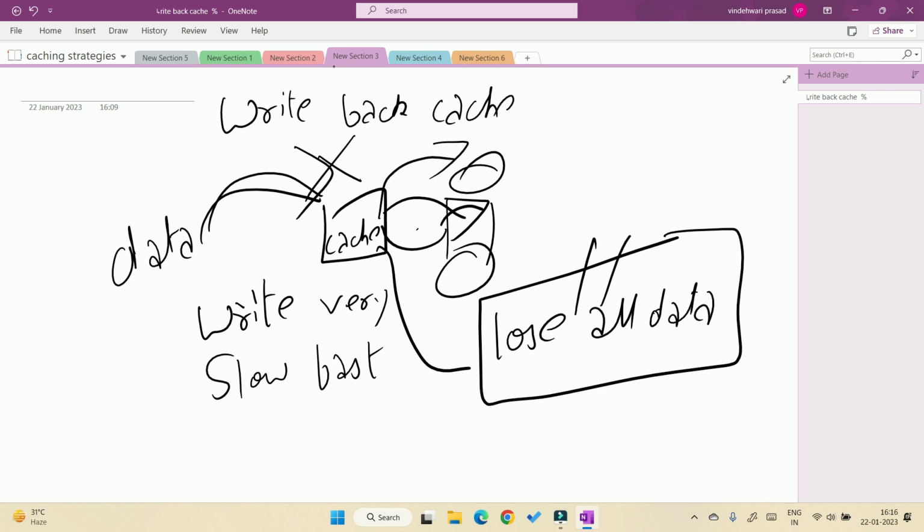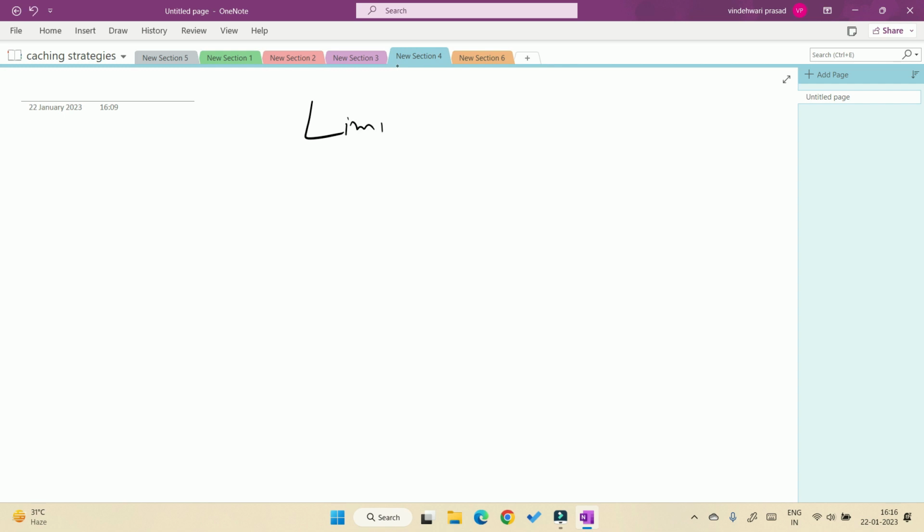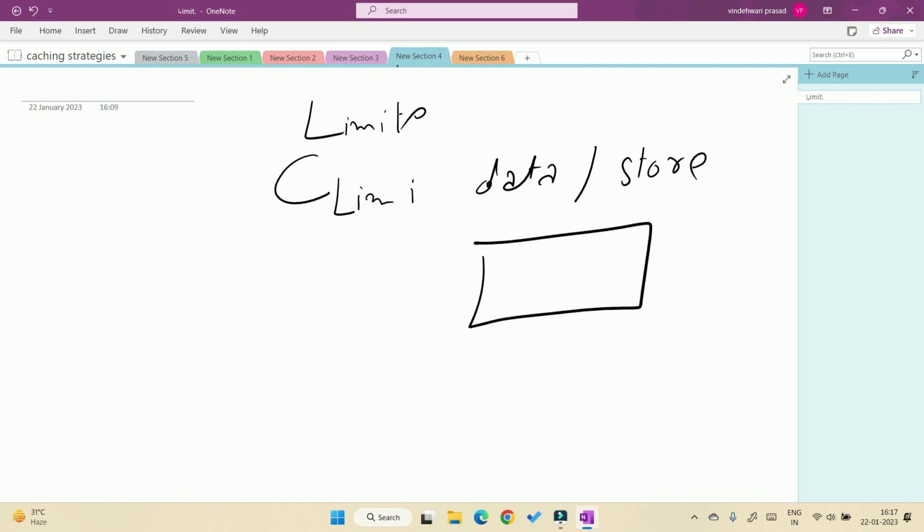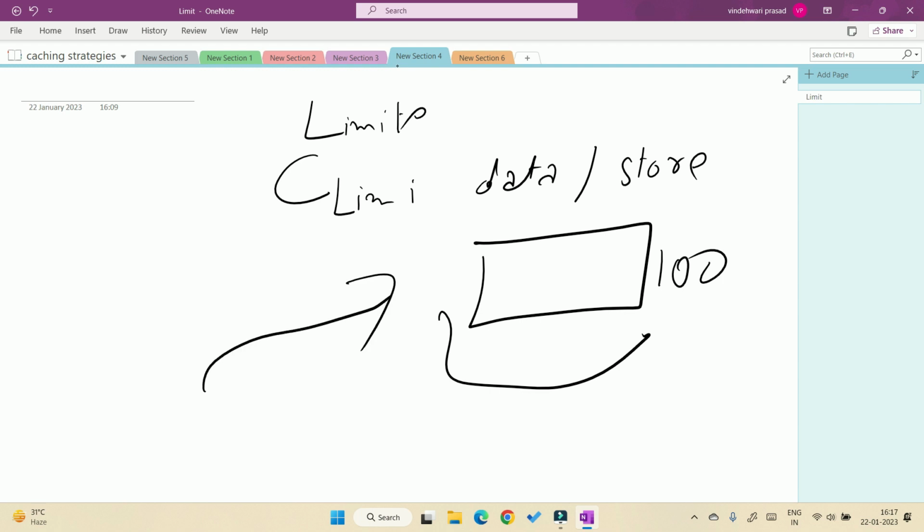Now you may ask a very good question: does the cache have unlimited memory? Can you write each and everything? No. The cache has limited memory, so it can store only limited data. Suppose your cache can store only 100 things and it becomes full. If new data comes, how does the cache handle it?